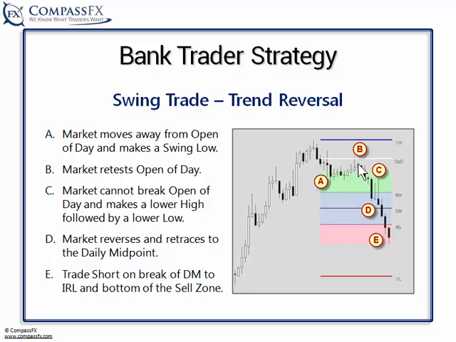The market trades below the open of the day, back into the buy zone, and then finally drops below the inside range and comes down to the daily midpoint. The market cannot break the open of the day and makes a lower high followed by a lower low and reverses all the way down to the daily midpoint. On the break of the daily midpoint, you can look to trade to the inside range low, into the sell zone and the bottom of the sell zone, and potentially on down to yesterday's low.